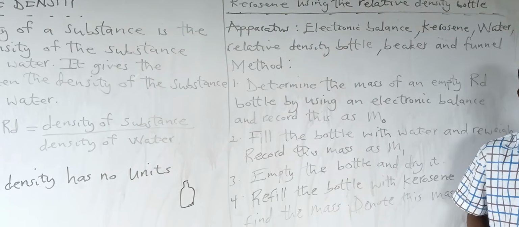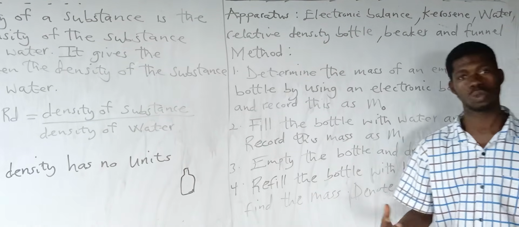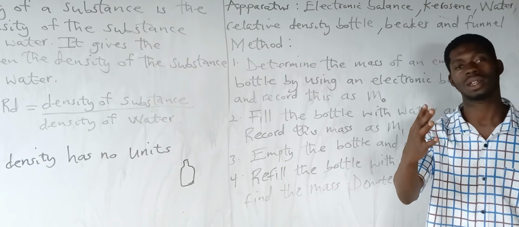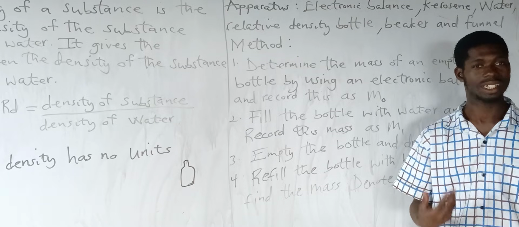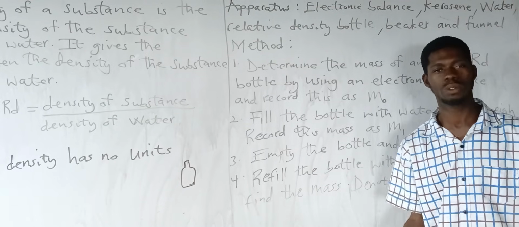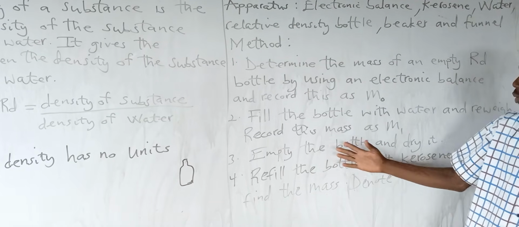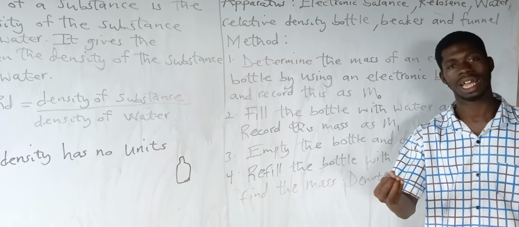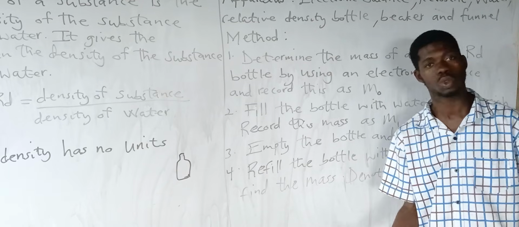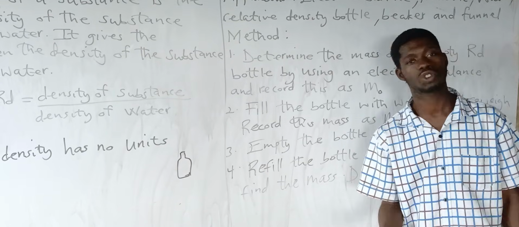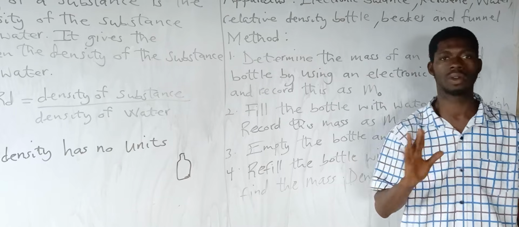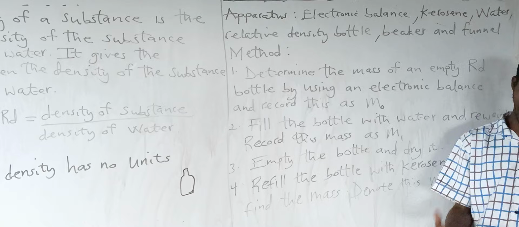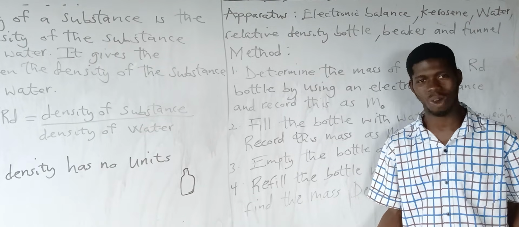So the method is so simple as well. First, the empty bottle, you weigh it using the electronic balance and record the mass as M0. When you are done with the empty bottle, you fill it with water and weigh it again. That was M1. Then you empty the water from the bottle and dry it. After that, you put kerosene inside the relative density bottle, then you weigh it, and you call that M2. I hope I'm getting it. Okay, thank you.